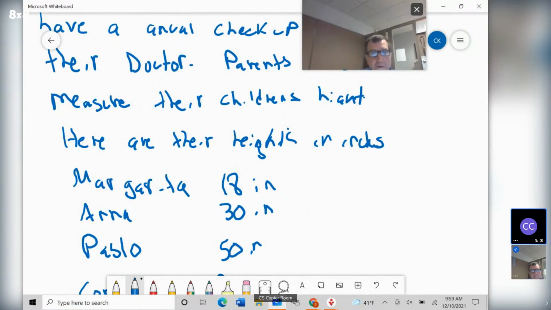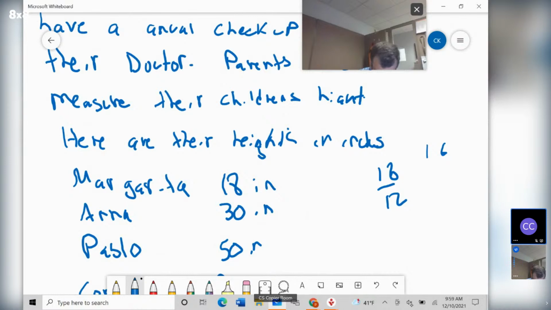Okay, so we want to convert inches to feet. And we know 12 inches equals a foot. So basically what we would do for this, we put these all over 12. So for Margarita, 18 over 12, this is an improper fraction. So we divide the 12 into the 18. That would go one time, and there'd be 6 left over.